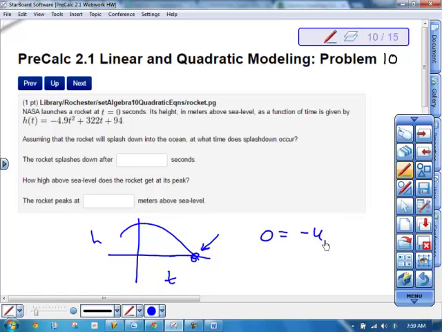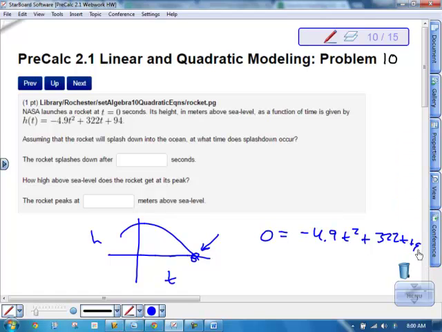Plugging in 0 for h, we get negative 4.9 t squared plus 322t, you get the idea, plus 94. And you solve for t using the quadratic formula or whatever method you want. I'm going to get that from decimals because I'm in a hurry here. Then find the maximum height, which is the y value of the vertex. I'll get that from decimals too, but keep in mind the x coordinate for the vertex is always negative b over 2a in your formula sheet.